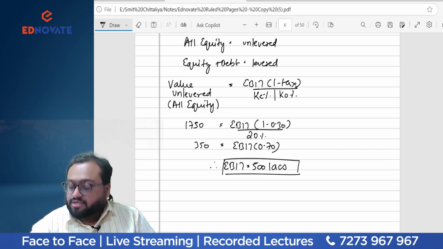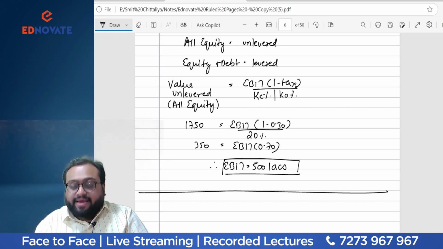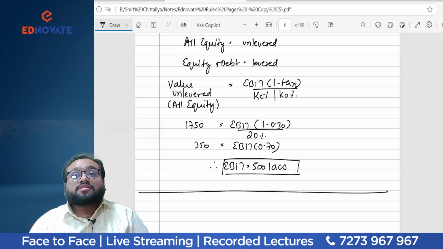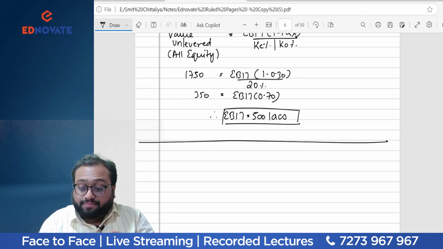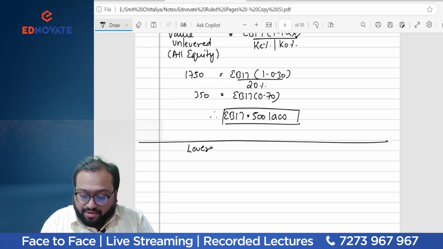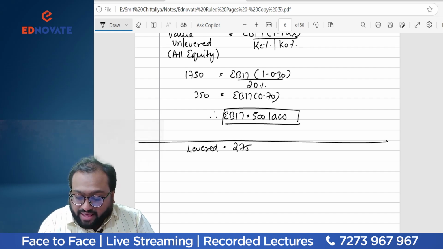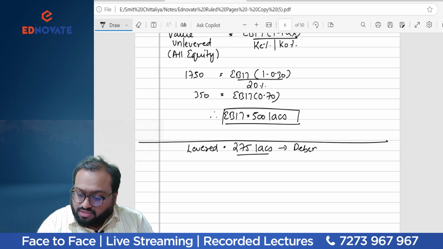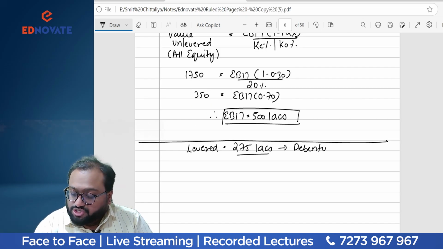Am I right, boys and girls? So when the firm was unlevered, the EBIT will be 500 lakhs. The value of firm was 1750. The cost of KO or KE is 20%. But now the company is going to be levered. Am I right? And they are going to raise 275 lakhs in form of debentures. Am I right, boys and girls? Debt capital has been introduced, if I'm not wrong. 15% debentures. The rate of interest is 15%.